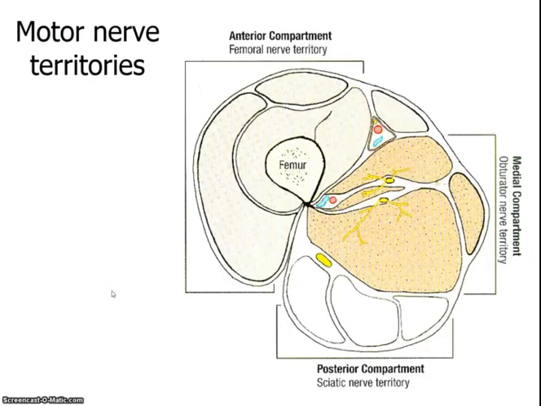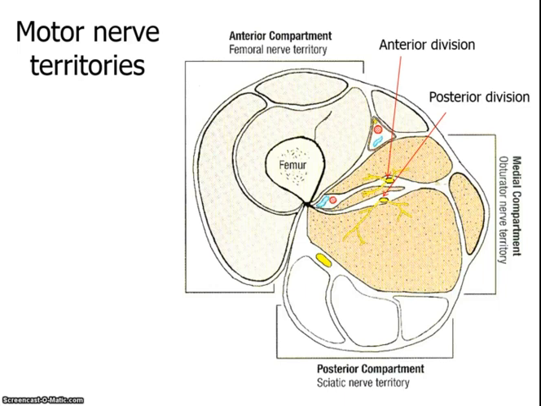If we look at the motor nerve territories of the leg, again we have discussed this point in one of the previous lectures. Now there are 3 compartments of the thigh. You have an anterior compartment, a medial compartment and a posterior compartment. The anterior compartment of the thigh is supplied by the branches of the femoral nerve, and the medial compartment is supplied by the branches of the obturator nerve, and the posterior compartment of the thigh is supplied by the sciatic nerve.